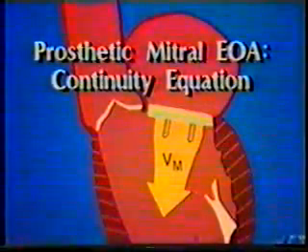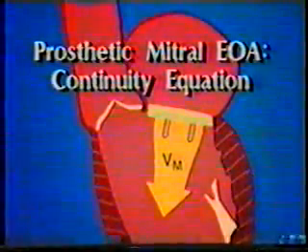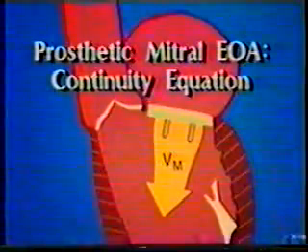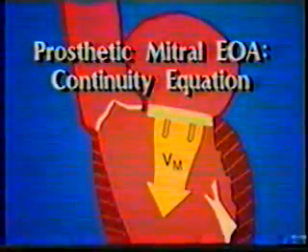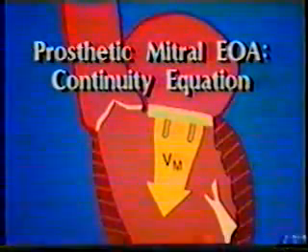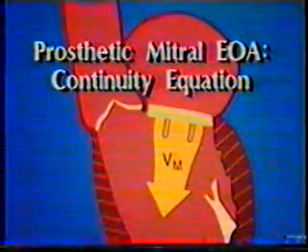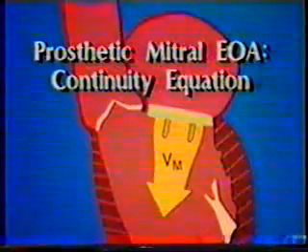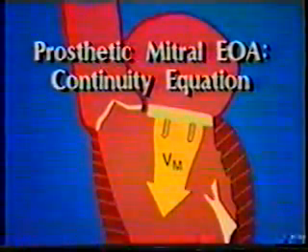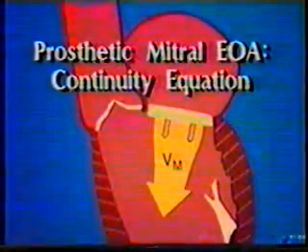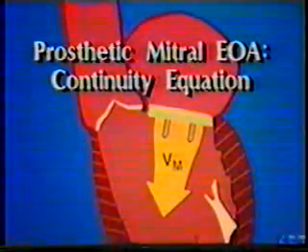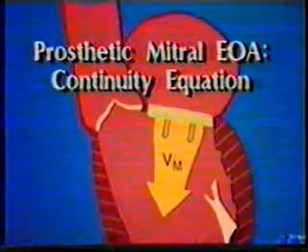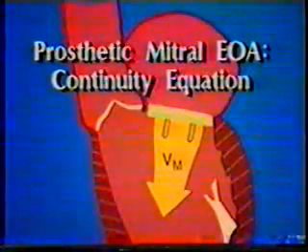Recent studies have raised concern that the pressure half-time method overestimates the true effective orifice area for mitral prostheses. You should be prepared to calculate the effective orifice area by an alternative method, particularly when you find a mean mitral gradient that is higher than you would expect for the pressure half-time valve area. For patients without aortic regurgitation, the continuity equation can be applied to mitral prostheses in a manner very similar to that which we described for aortic prostheses.